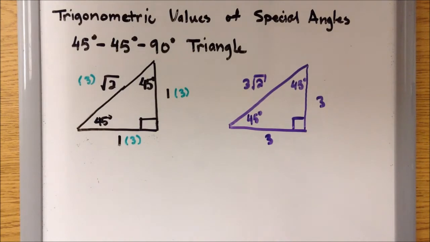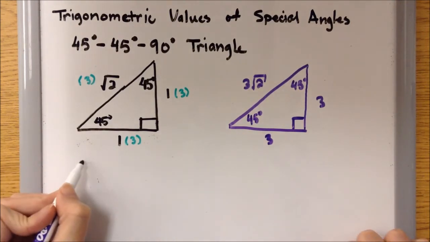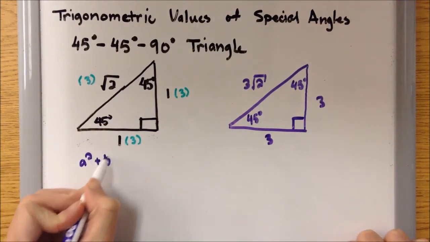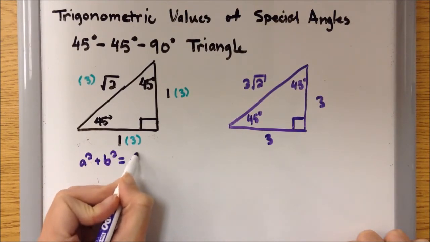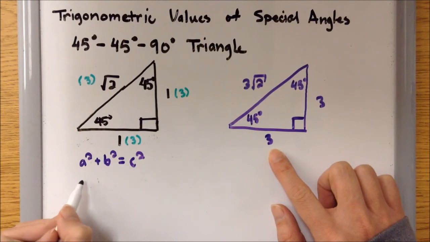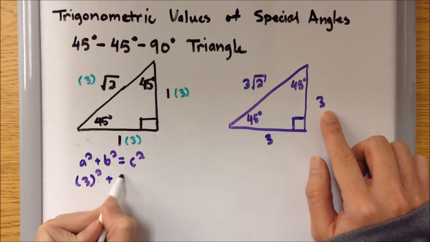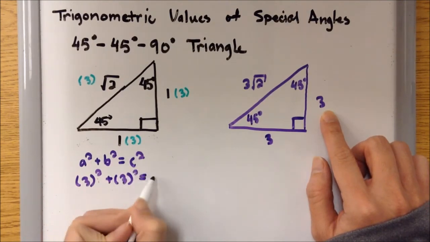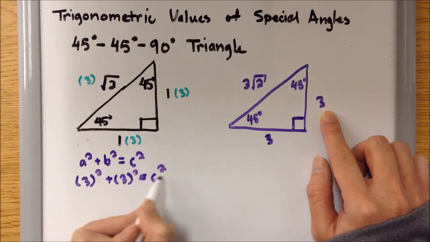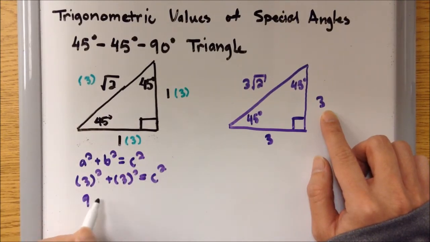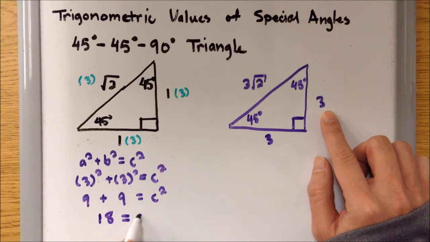Again, I'm going to prove that the side measurements are connected by using the Pythagorean theorem. So, a squared plus b squared equals c squared. I'm using this 3 for the a, plus I'm using the second one for the b. So 3 squared plus 3 squared equals c squared. So 3 squared is 9, plus 3 squared is another 9, equals c squared. So 9 plus 9 is 18, equals c squared.